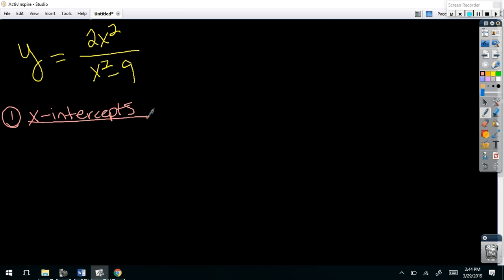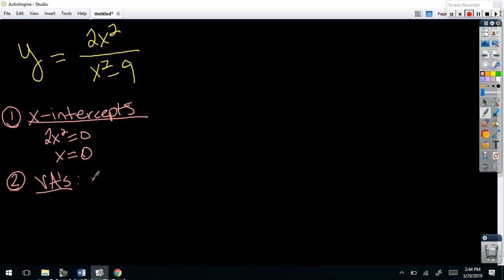So to find the x-intercepts, what do I do? Set the top to 0. 2x squared equals 0, then x equals 0. This graph is going to cross the x-axis at 0, at the origin, right? Step 2. These are my vertical asymptotes. That's where the bottom goes to 0, right?